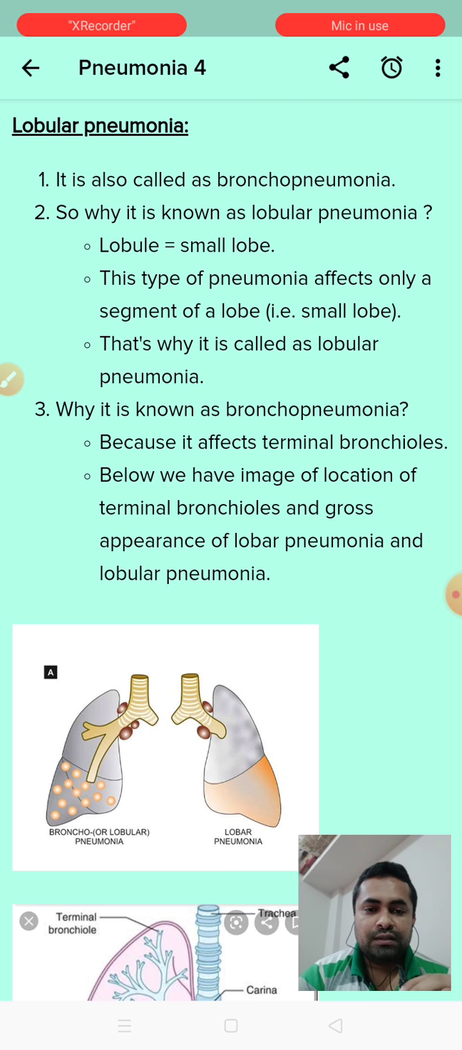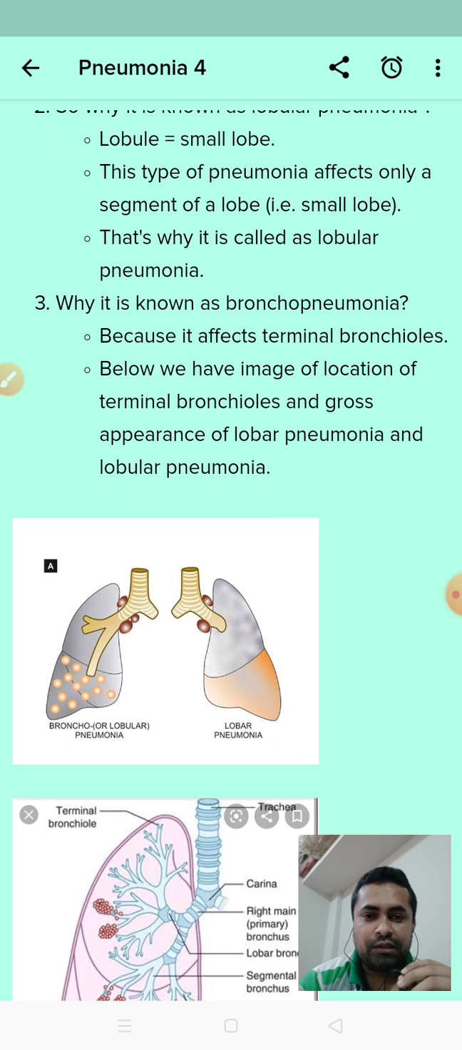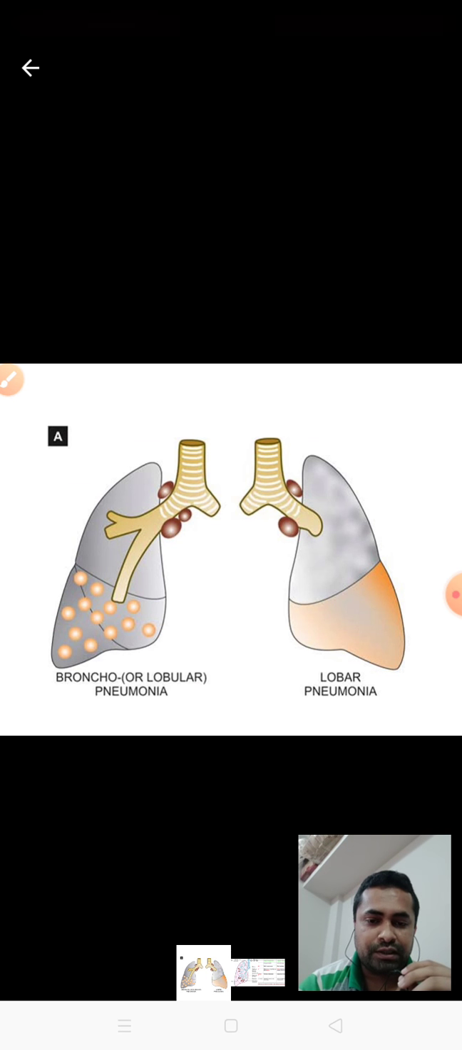Okay. Now coming to bronchopneumonia, as already stated, it is also called bronchopneumonia. Why is it called bronchopneumonia? Because it affects the terminal bronchioles. So from these bronchioles, the name bronchopneumonia is given. Below I have attached images of the location of the terminal bronchioles and the gross appearance of lobar pneumonia and lobular pneumonia, to easily understand the difference.